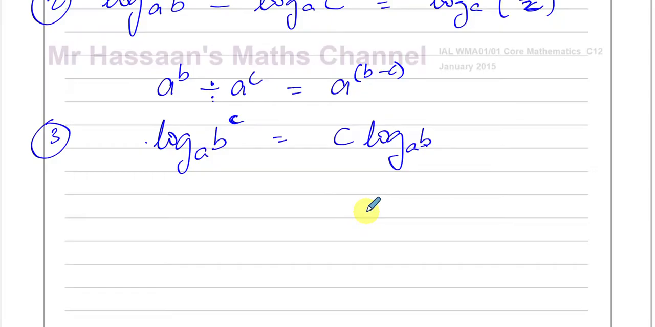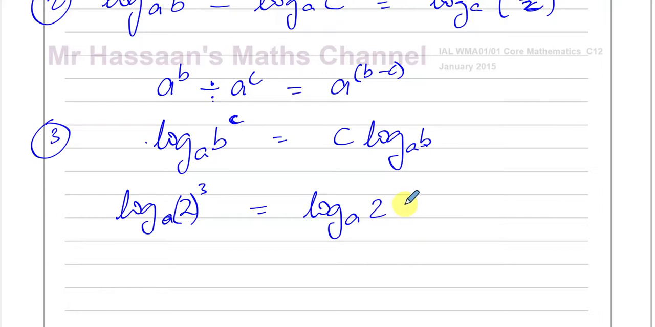And what's the basis behind this? Well, let's say we had log to the base a of 2 to the power of 3. It's only the 2. This only works when this is not the whole thing to the power of c. It's only this number to the power of 3. What this can be rewritten as is log to the base a of 2 times 2 times 2.